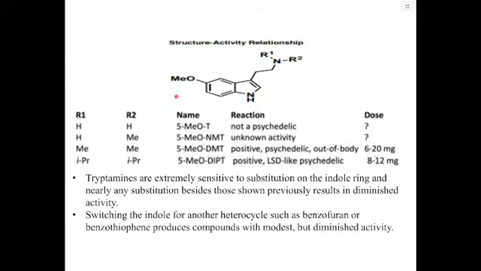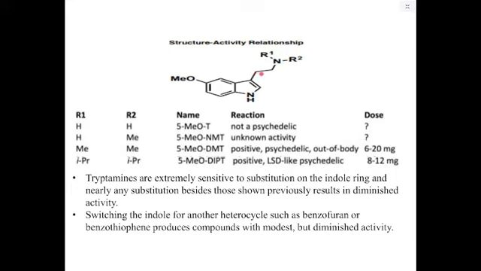The only difference is in this one you have only one methoxy group. The others could have up to 3, or you could have 2 with a different substituent. So it looks like the methoxy group is a group that, when put in this compound, introduces CNS activity. The tryptamines are extremely sensitive to substitution on the indole ring, and nearly any substitution besides those shown previously results in diminished activity. So you can see the only acceptable substitution is the methoxy group.